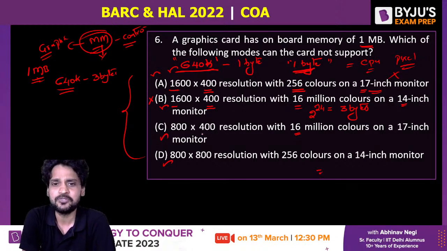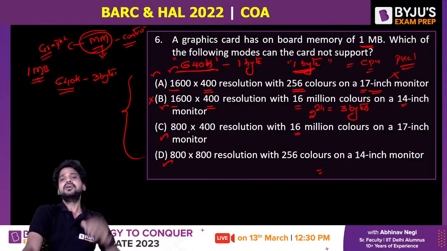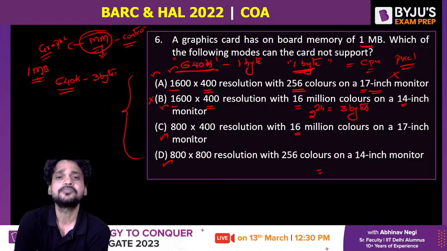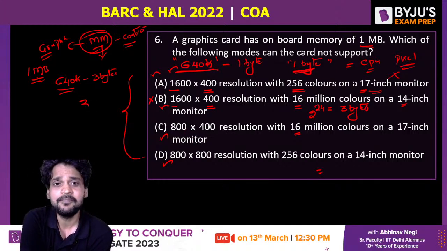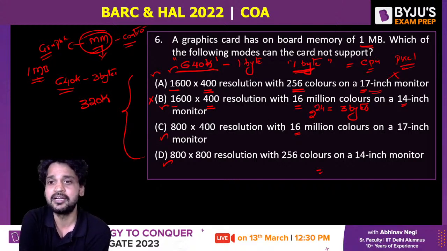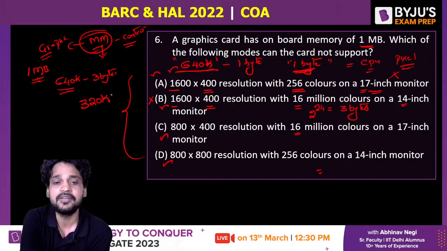I hope this satisfies. 4 into 8 is equal to 32K, 320K. Okay, 320K and a 16 million color. 320K into 3 bytes, right? 320 into 3 bytes will be 960 KB. 960 KB is less than 1 MB.